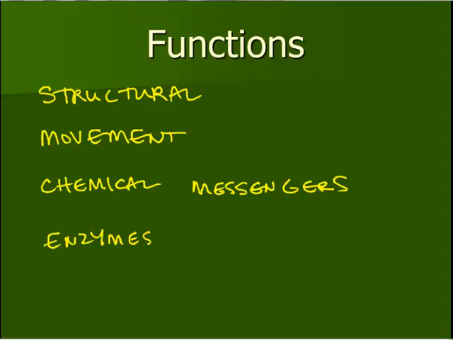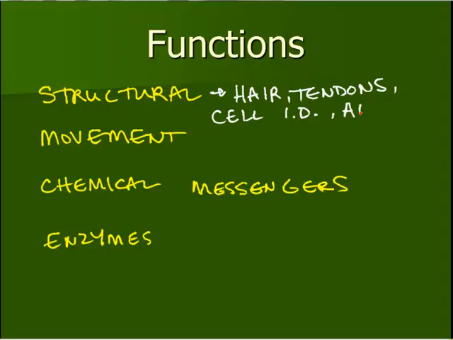And some ways in which you've probably seen these are, for example, on a large scale, hair and tendons in your joints are good examples. But then also, for example, on a small scale cellular level, cell identification is carried out by proteins, and cell adhesion is carried out by proteins. So how cells stick together to form larger structures.